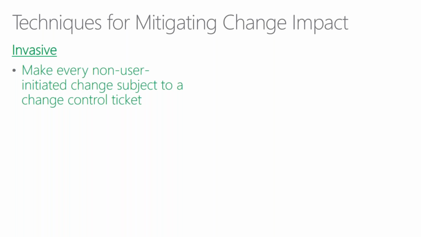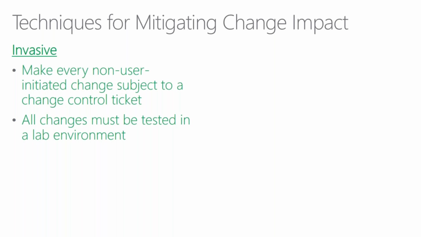Things like group changes or attribute changes, you'd be buried in paperwork trying to do change tickets on everything. You may want to increase the number of things that are subject to change ticket, but by and large, this one is probably tough for most shops. All changes must be tested in a lab environment.